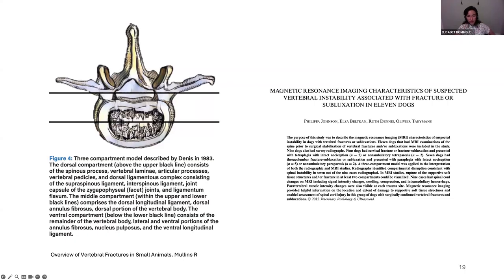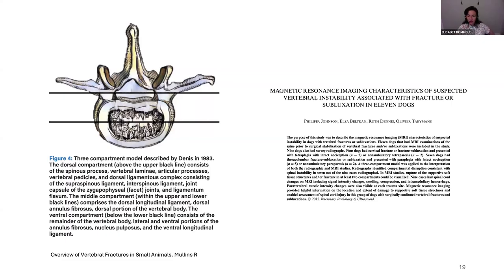The middle compartment that is here in the middle will have the dorsal longitudinal ligament, the dorsal part of the annulus, and the dorsal part of the vertebrae. And then the ventral part is the part that contains the rest of the vertebral body, the lateral and the ventral surfaces of the annulus fibrosus and the nucleus pulposus, and also the ventral longitudinal ligament that is not shown in this picture.